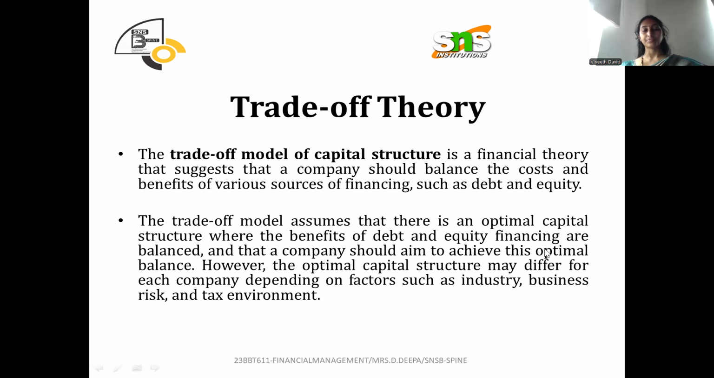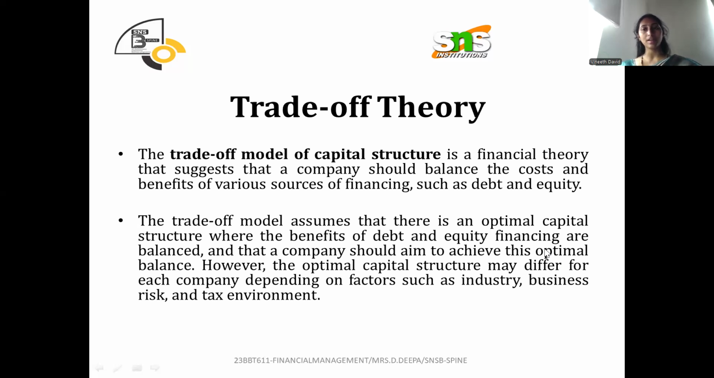Let us understand this. The trade-off capital structure is basically a financial theory that suggests that a company should balance the costs and benefits of various sources of financing. There are two major sources: one is debt, another one is equity, as we all know. So how should we balance this debt and equity? Only equity is not preferable, only debt is not preferable. Both equity and debt put together. So how we are balancing for smooth procurement of financing, right? And we call this concept the optimum capital structure.